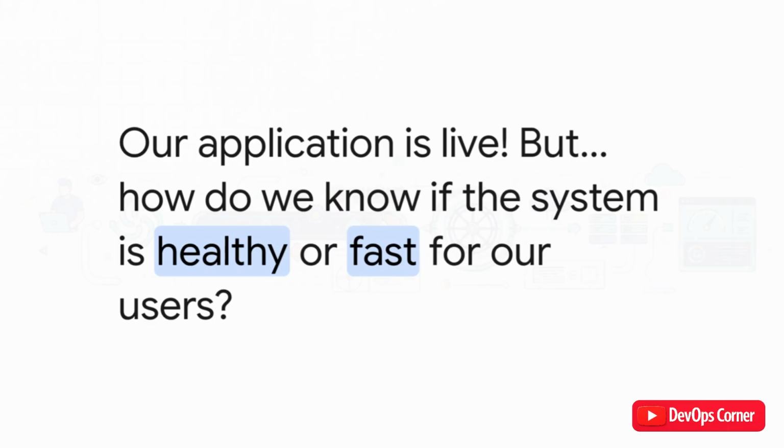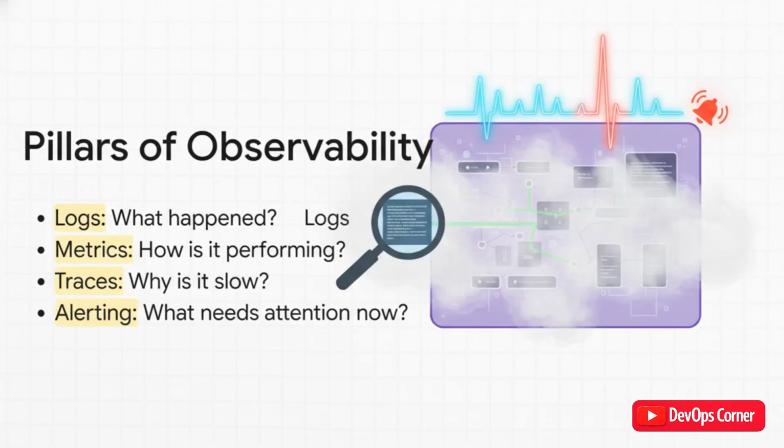In so many ways, the most critical phase is just beginning. How do we know if the system is healthy? Is it fast? Is it throwing errors? Are our users actually having a good experience? Without data, we are flying completely blind. To see inside our complex system, we need what's called observability, and it's built on these key pillars.